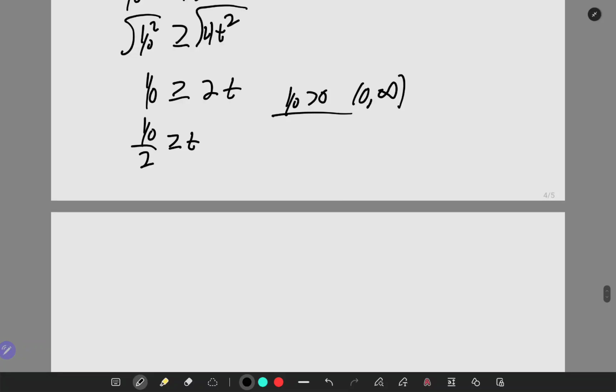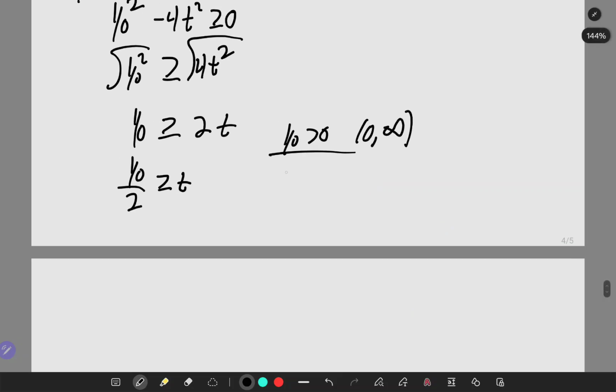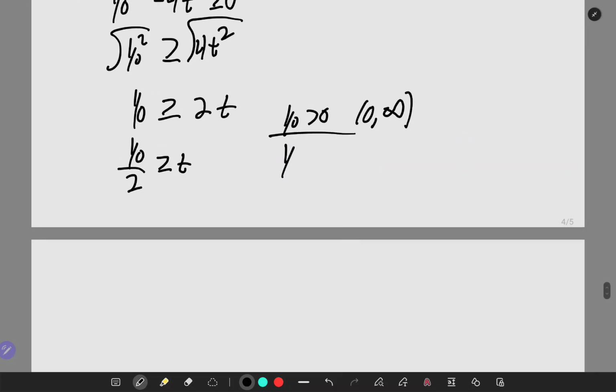So if we have y naught greater than 0, right? So that's from 0 to infinity. We'd have to know that the absolute value of y naught has to be equal to y naught, right? Because it has to be positive. So knowing that it has to be positive, we're gonna have the 2 absolute value of t.